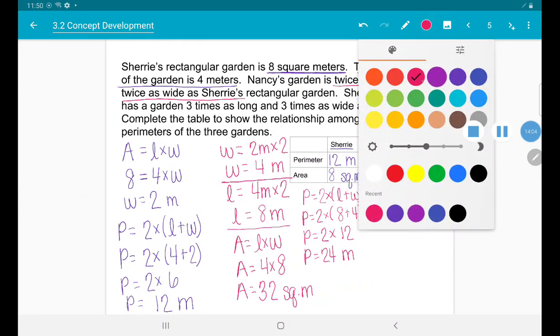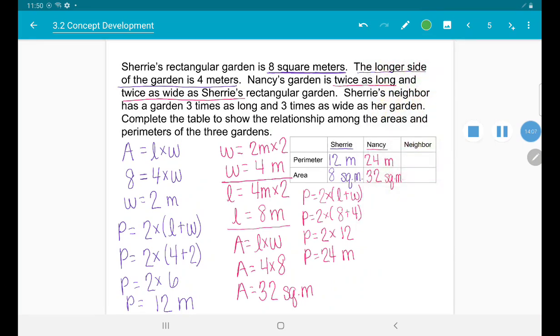Now we have to find the neighbor's. Sherry's neighbor, now notice this says Sherry, so we're going back to the measurements from Sherry's garden, which is what we did first in purple. Sherry's neighbor has a garden 3 times as long and 3 times as wide as her garden. So we've got to go back to the measurements from Sherry's garden. 3 times as long, 3 times as wide. So we found over here the width of Sherry's garden was 2 meters.